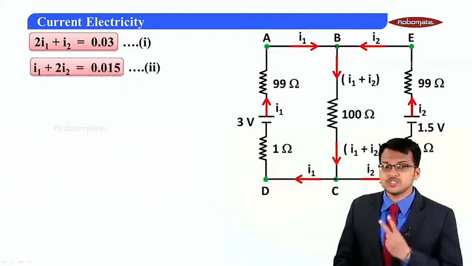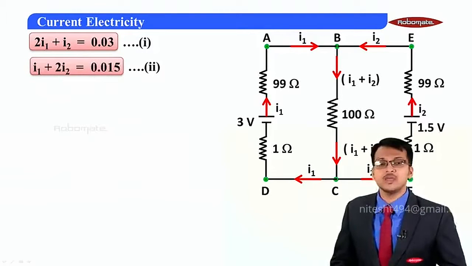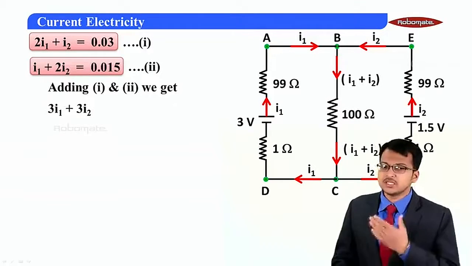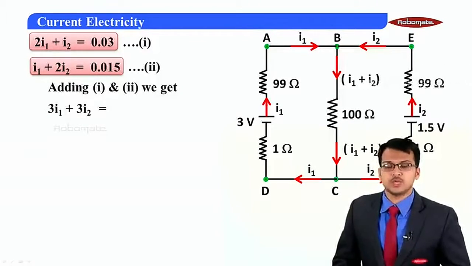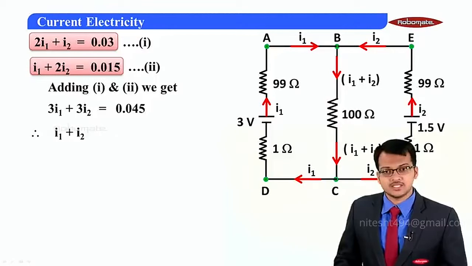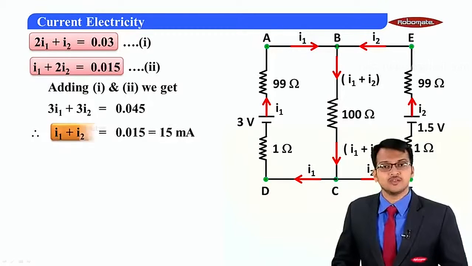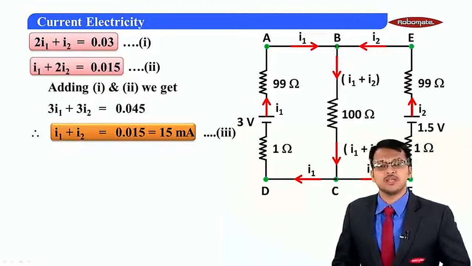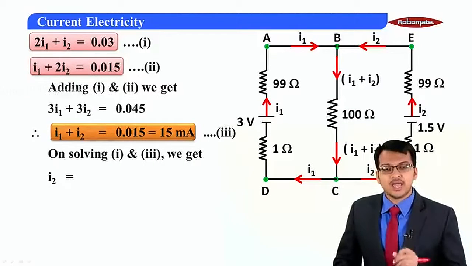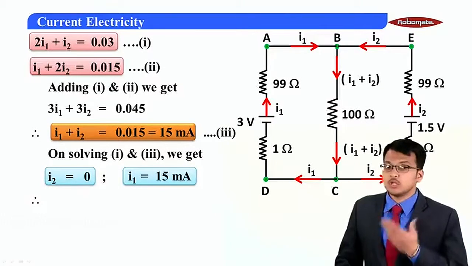So I have two equations, dear students, and after these two equations, what do I want? I1 plus I2 as one of my finding factors. So I'll add these two equations. When I add them, I get 3 I1 plus 3 I2 equal to 0.045. When I take 3 common from LHS and RHS, I1 plus I2 equals 0.015. That is my first answer, which can also be written as 15 milliamp. Now on solving equation 1 and equation 3, I2 comes out to be 0, and thus I1 can be written as 15 milliampere.